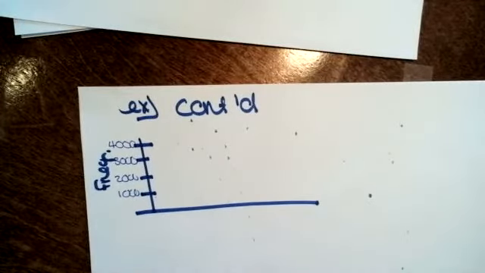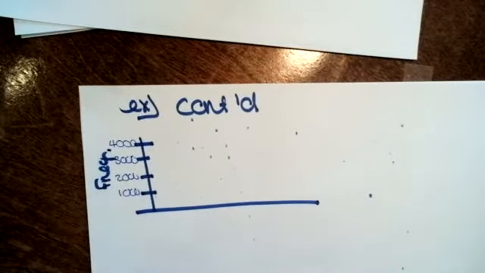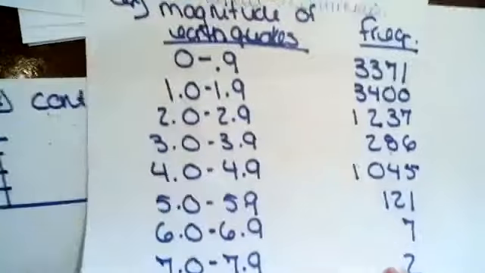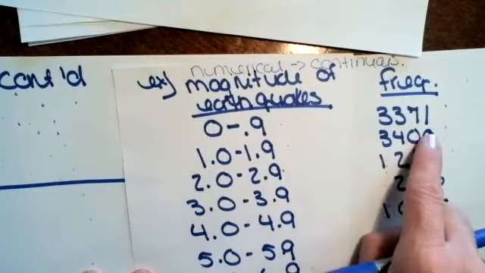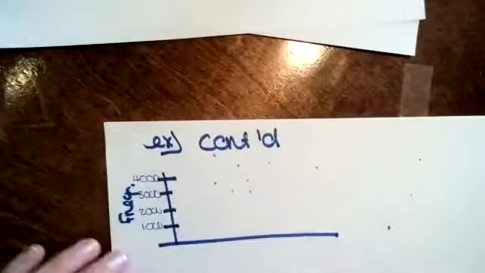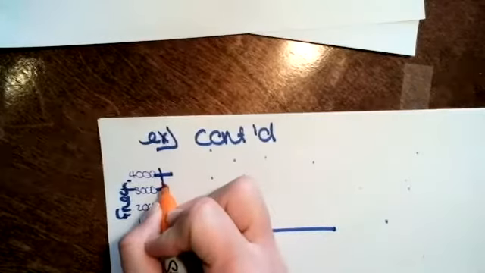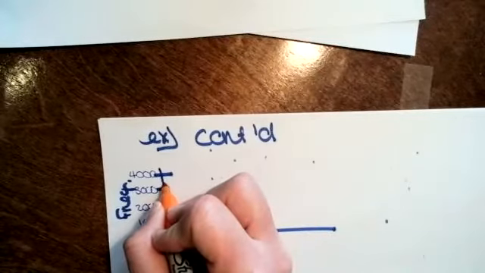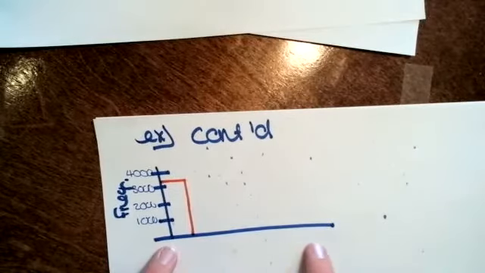And my horizontal, I'm still going to do the same thing I did before, where I have my bars leading right off my axis, and my bars will all touch because it's still a histogram, okay? So I'm going to look at the first one here. So on this first one, 0 to 0.9, it's 3,371, right? So I'm just going to do my best with estimating where this is because my scale is kind of too big to be real accurate, but I'm just going to draw a bar here.